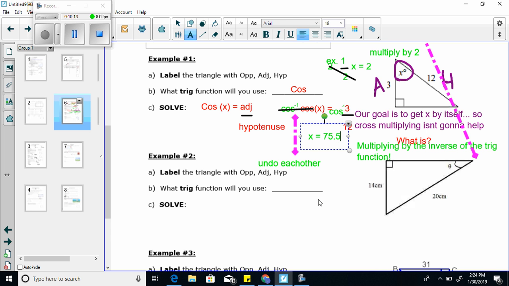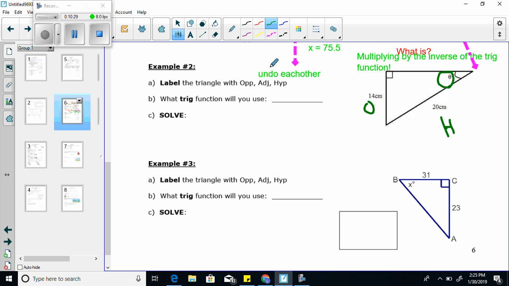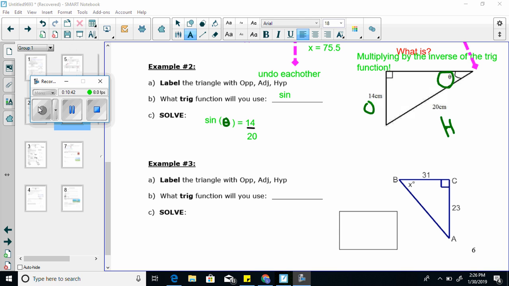Okay, come on down to the next example. We're going to follow the same process a little bit faster this time. So I'm circling this angle here. I have the opposite side this time, and I have the hypotenuse right away. So that is sine. Okay, so to solve this, I'm going to take the sine of theta. Okay, sine of theta equals 14 over 20. Why 14 over 20? Because sine is opposite over hypotenuse. Okay, so that's my opposite over my hypotenuse.